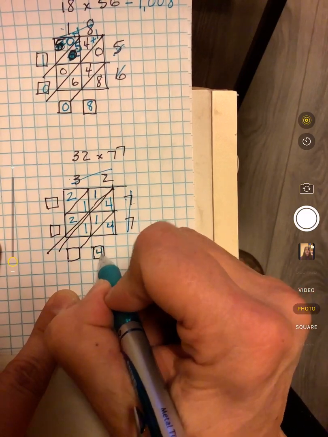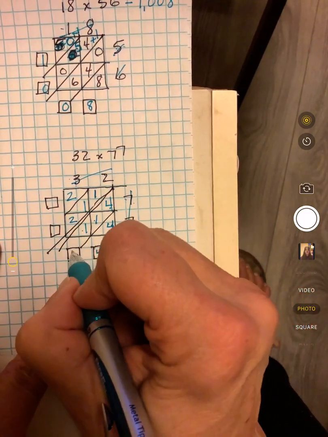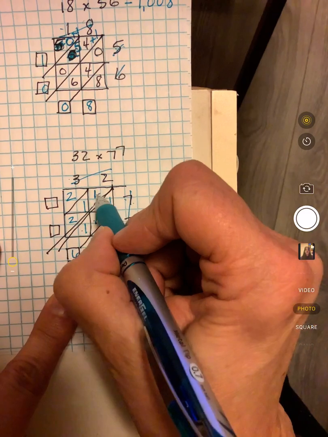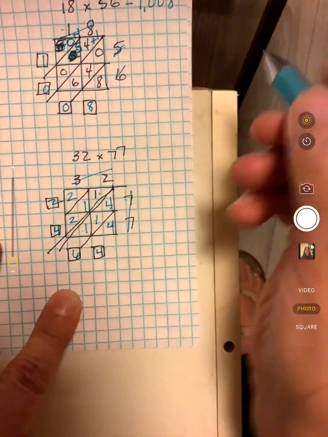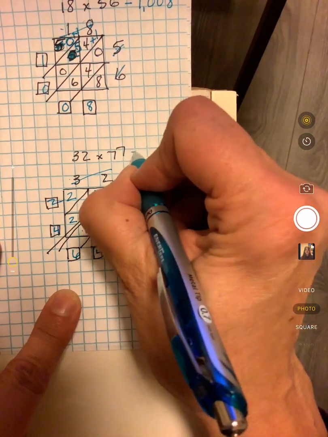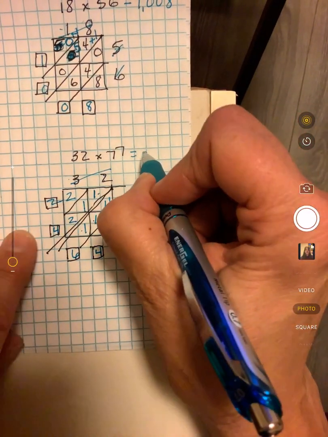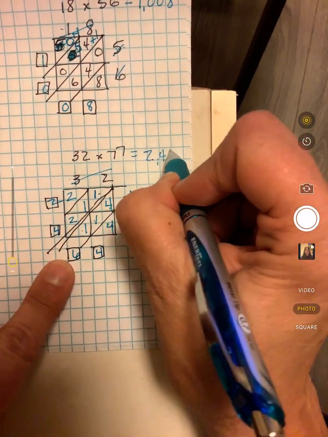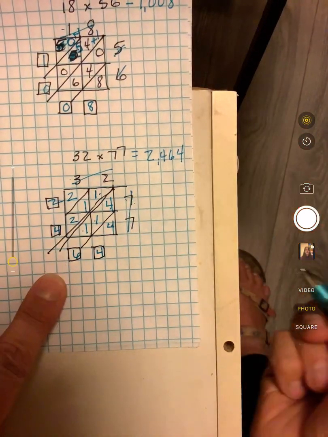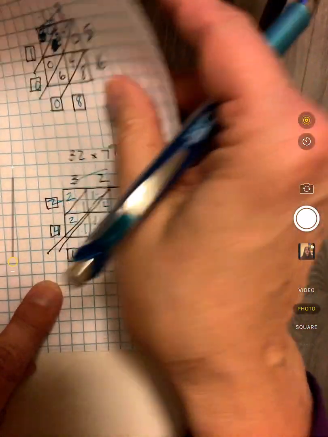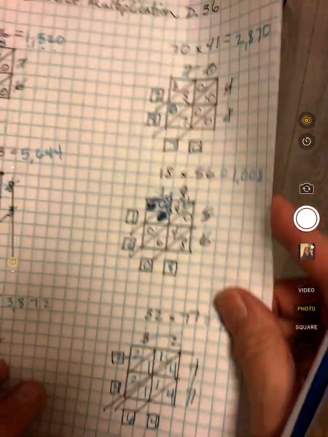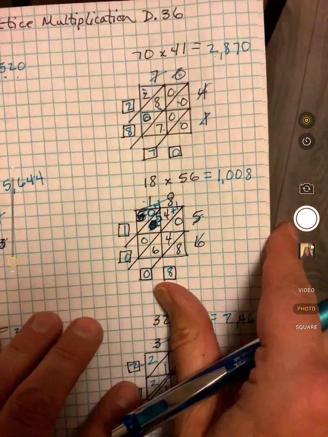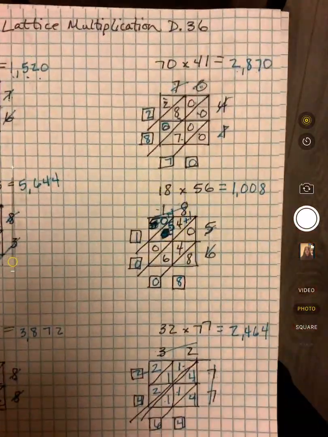Ignore these outside numbers. 4. 4 plus 1 plus 1 is 6. 1 plus 1 plus 2 is 4. 2. So 32 times 77 equals 2,464. Okay? You always want to start adding down here. All right, we have a few more like that where there's no answers in there.